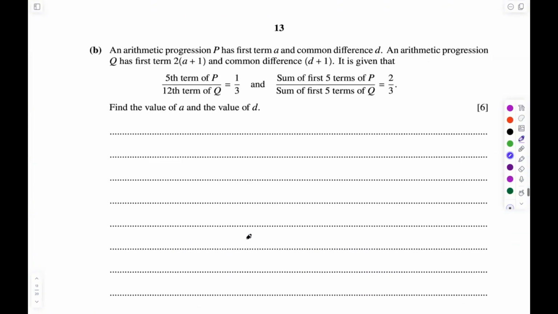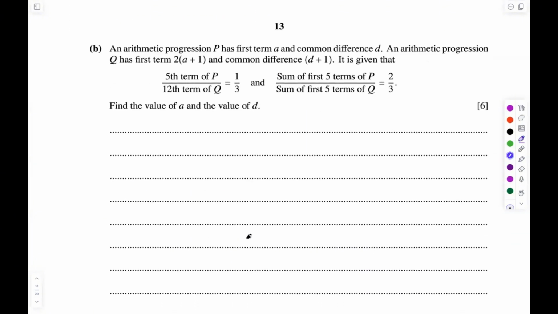In part B, it says that an arithmetic progression P has first term A and common difference D. An arithmetic progression Q has first term 2A and the common difference D plus 1. It is given that the fifth term of P upon the 12th term of Q is 1 upon 3, and the sum of first 5 terms of P divided by the sum of first 5 terms of Q equals 2 upon 3. We have to find the value of A and the value of D.